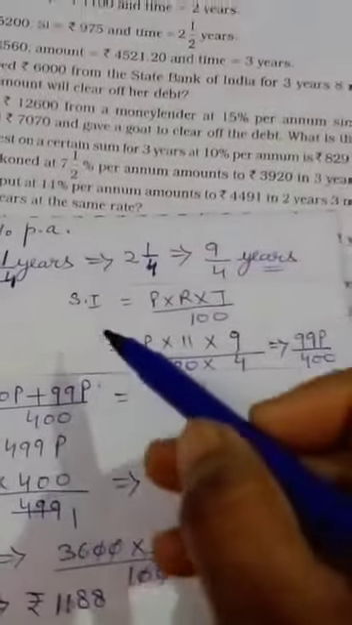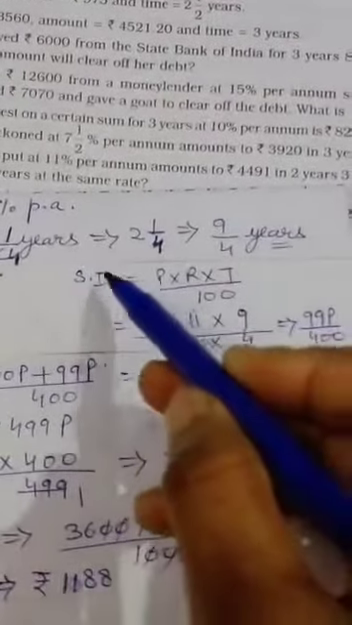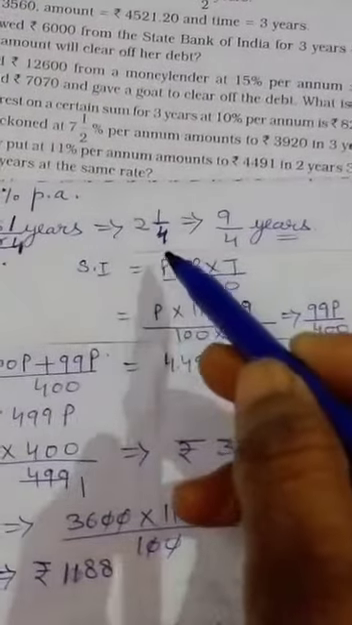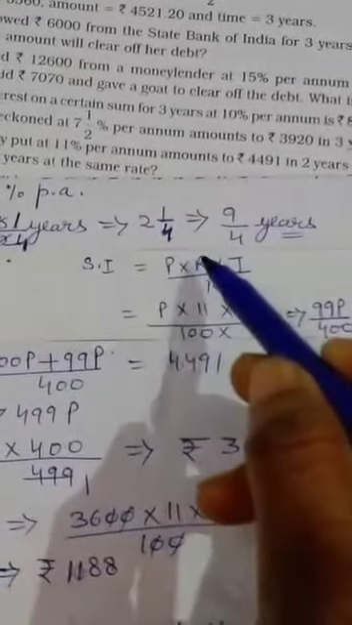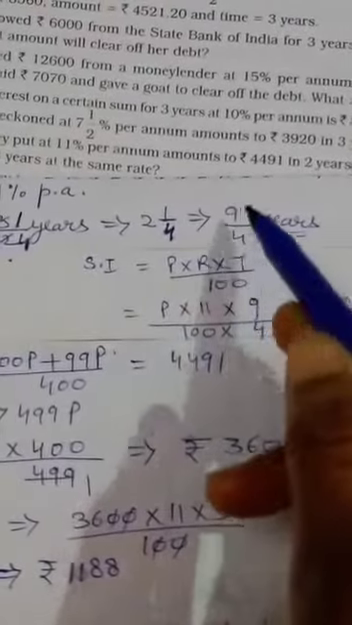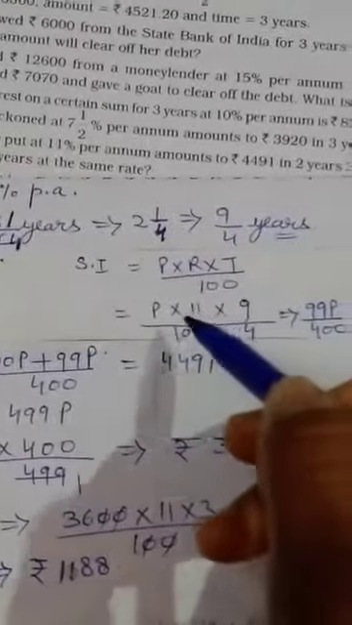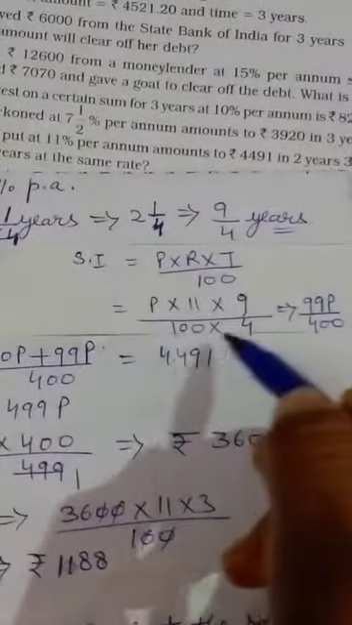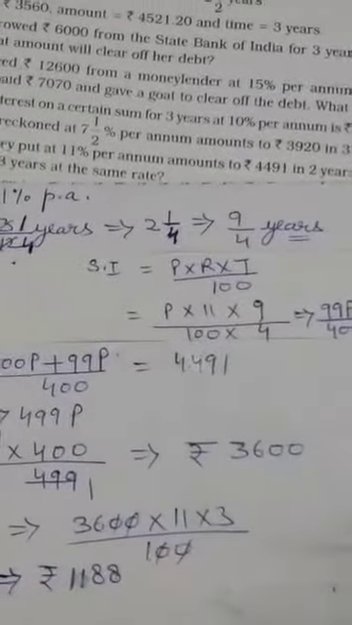So use the formula for finding the interest. Simple interest is P into R into T upon 100. P we take as P, into rate is given 11, into time is 9 upon 4, upon 100. Multiply 11 times 9 is 99P upon 4 into 100, that is 400.